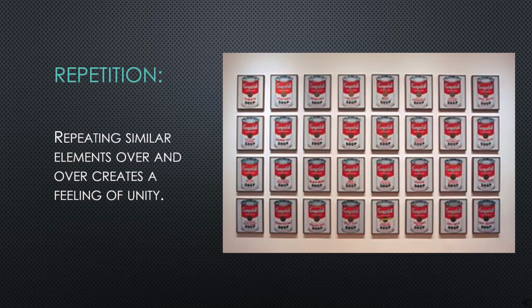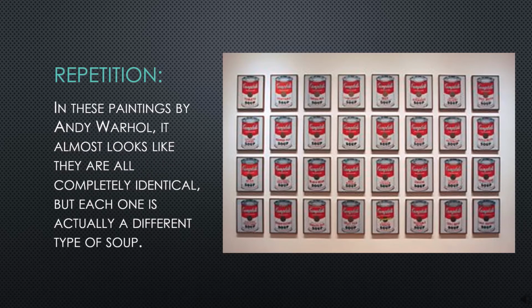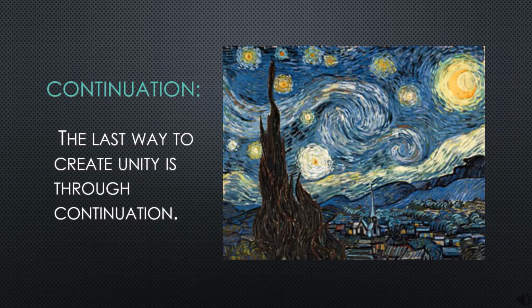The third way to create unity is through repetition. Repeating similar elements over and over creates a feeling of unity. In these paintings by Andy Warhol, it almost looks like they're all completely identical, but each one is actually a different type of soup.